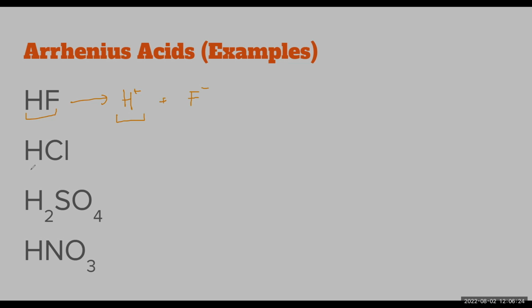Another example of an Arrhenius acid we have is HCl. HCl is hydrochloric acid. So this is another common acid. It breaks up into H plus and the chloride ion. And you might commonly find hydrochloric acid as it is often secreted in your stomach lining.